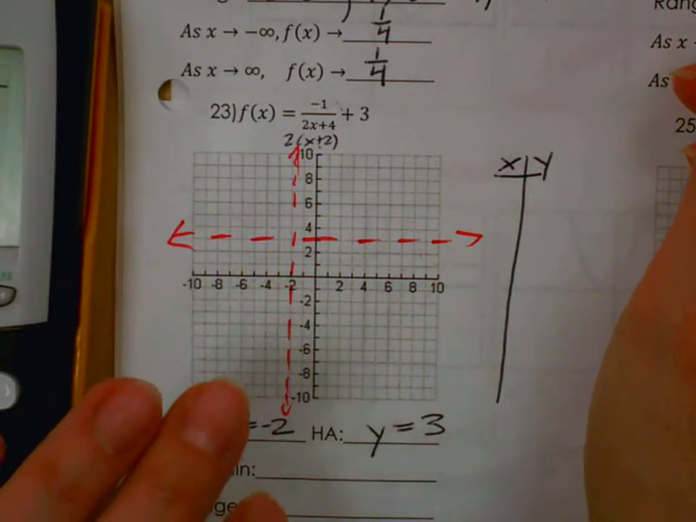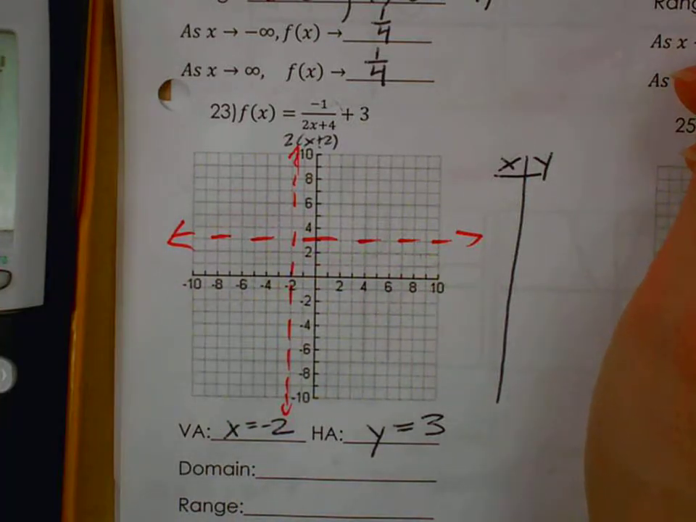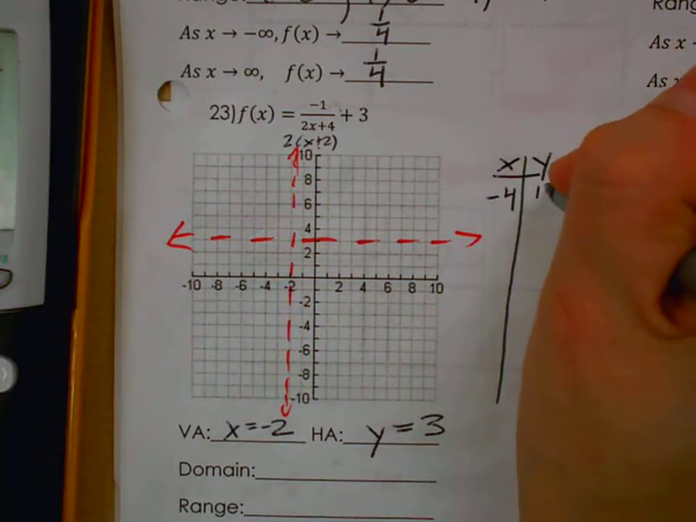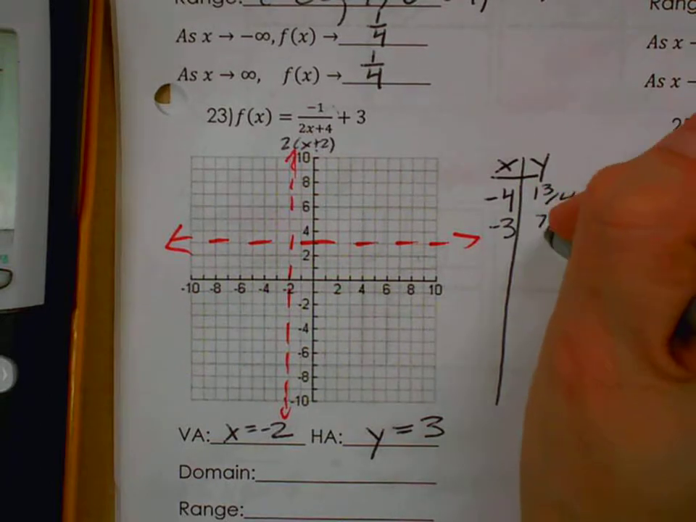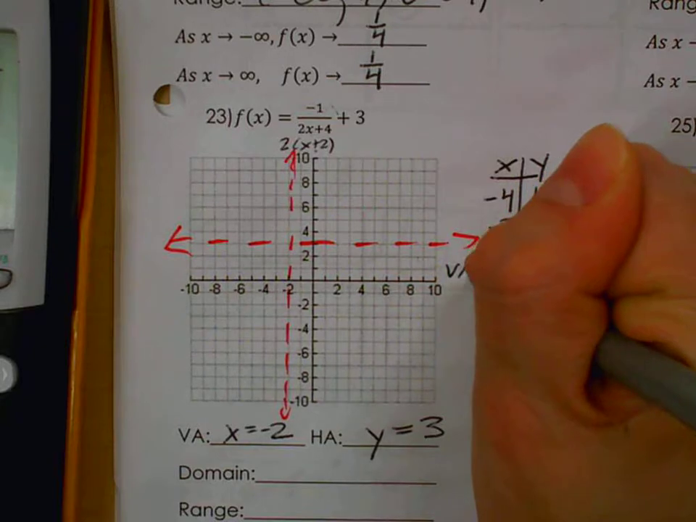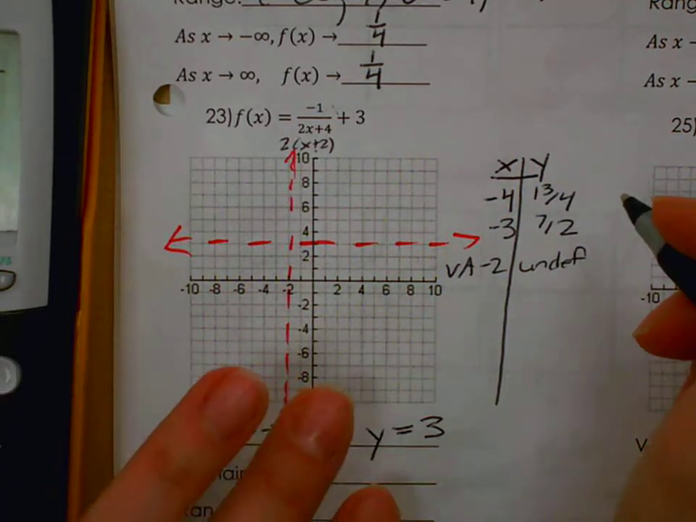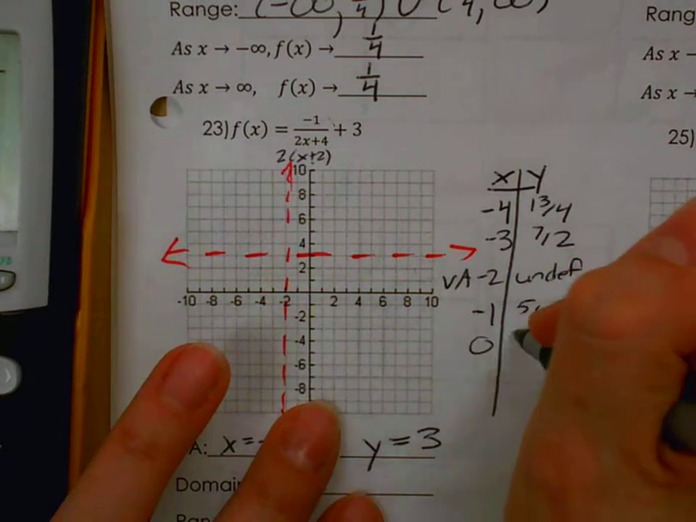Doesn't look like I'm going to have any great ones here that are not fractions, but all right, so we can do negative 4 and 13/4, negative 3 and 7/2. Negative 2 is my undefined. That's the only vertical asymptote. And then I have negative 1, 5/2, and 0, 11/4.